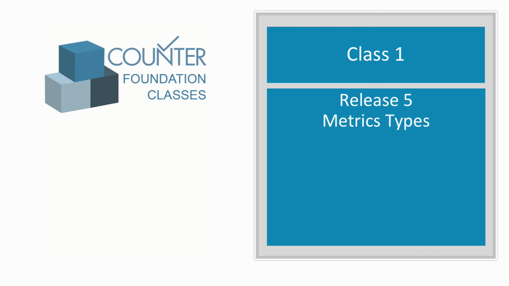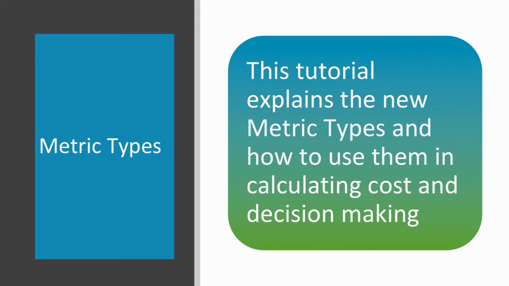Welcome to this tutorial about the Counter Release 5 metric types. In the Counter Code of Practice, metric types are the system of measurement used to record and report on the usage of publishers' websites. Release 5 introduces new metric types, which we will explain in this tutorial. We will also show you how to use these new metric types when calculating cost per use.